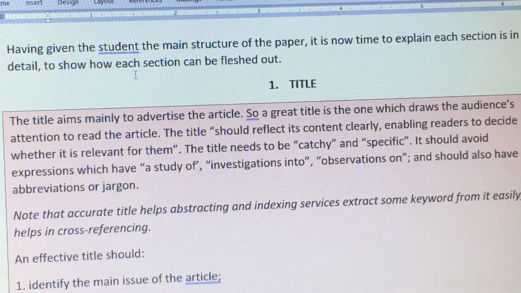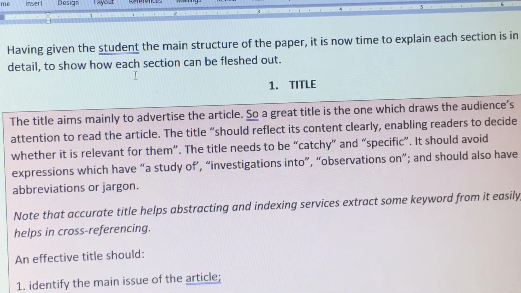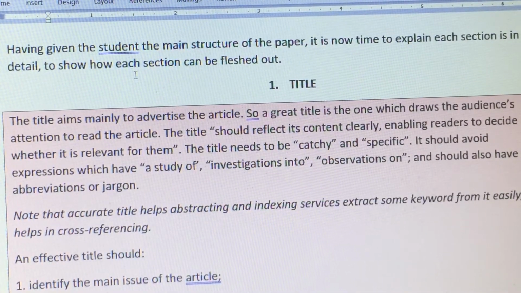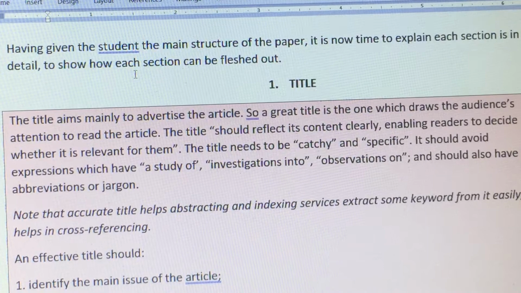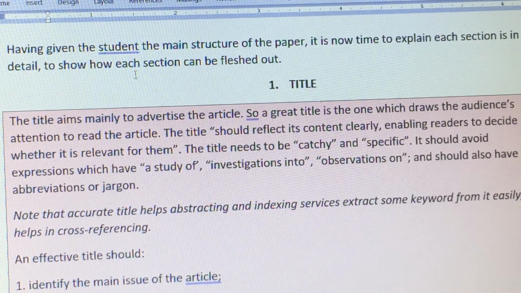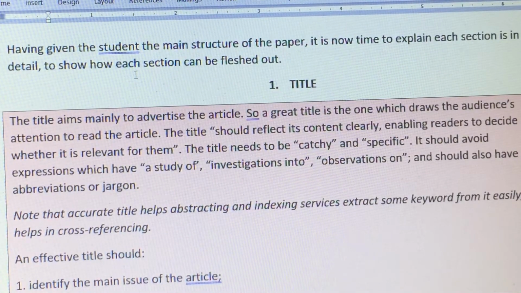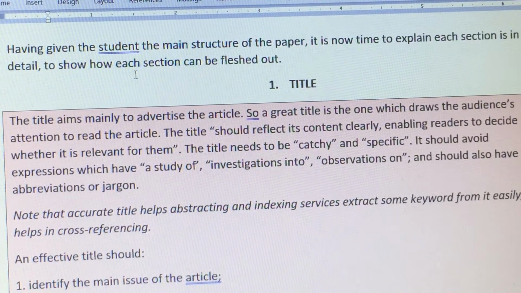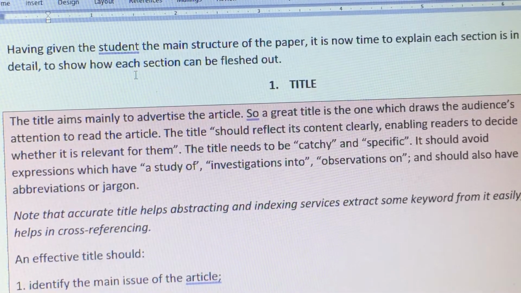So a great title is the one that draws the audience's attention to your article so that they can read it further. And the title should reflect its content very clearly, as one of the journals is saying. In other words, it enables the readers to decide whether it's relevant for them or not.